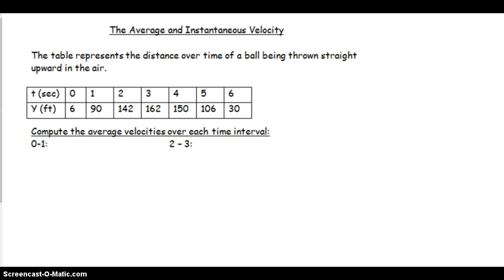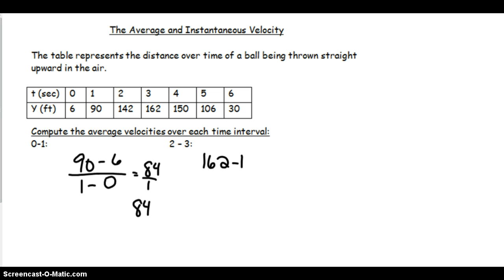So to compute the average velocity over time, we're going to look just at the change in the distance over the change in time. Going from the interval of 0 to 1, I'm going to pick off the 90 minus the 6, and then go in the same order for the time. So 1 minus 0, and that's going to reduce to 84 over 1, or 84. If I go 2 to 3, I'm going to do 162 minus 142, over 3 minus 2, or 20.